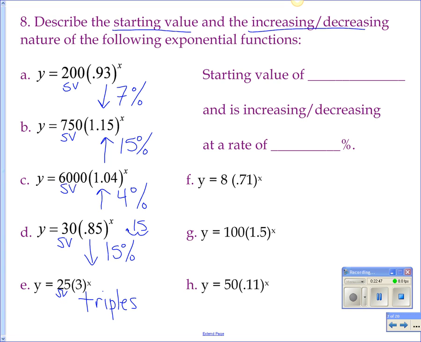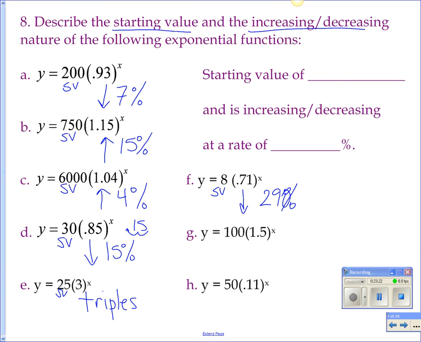All right, so for these next ones, you know 8 is the starting value. Andrea, what do you have to do with 0.71? To get the percent, what do you have to do with 0.71? Yeah, type it in your calculator and subtract 1. What you got? All right, is it going up or going down? Down, and what is 0.29 as a percent? 29%.